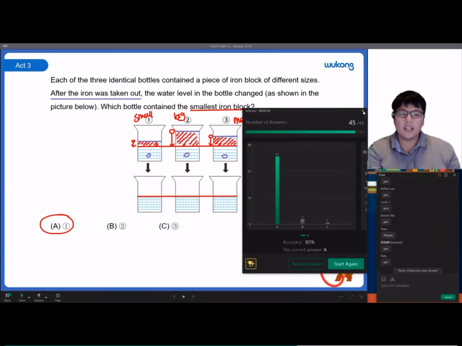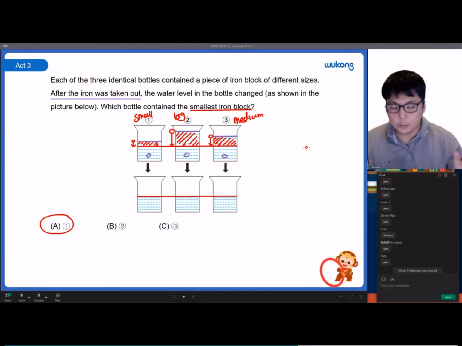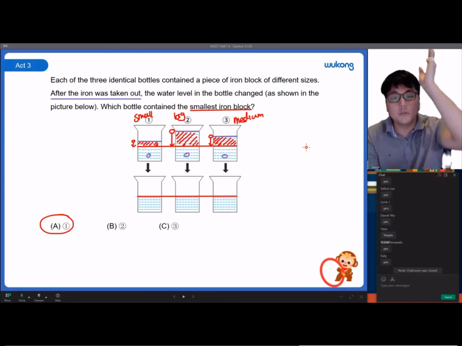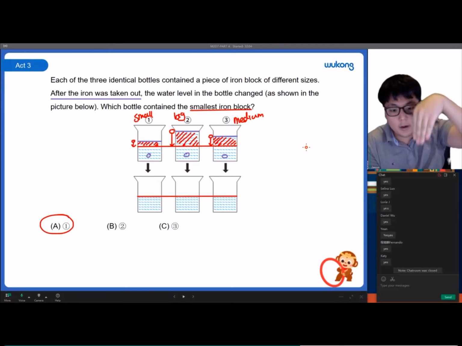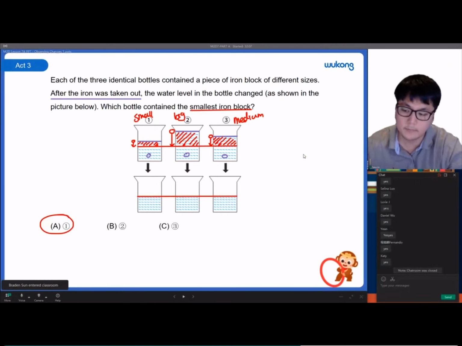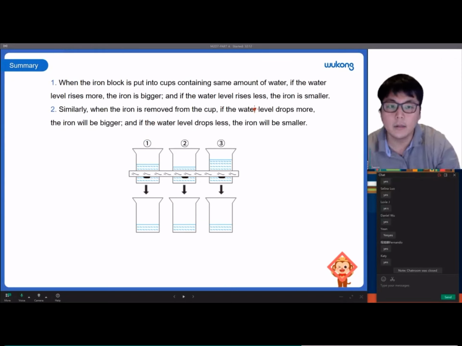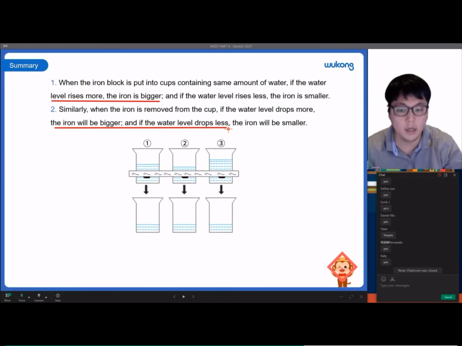All right, so that is why you need to think very carefully, because just think of it as an opposite, guys. If you put a big stone inside a water level, what happens? It goes up really high. So if you take the big stone out, the water level will go back down really low. So, like I said, guys, if you put in a big stone, the water level will go up much higher. Also, if you take out the big stone, then the water level will go down really low. Okay?